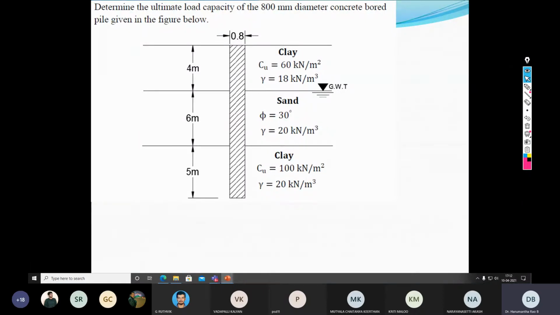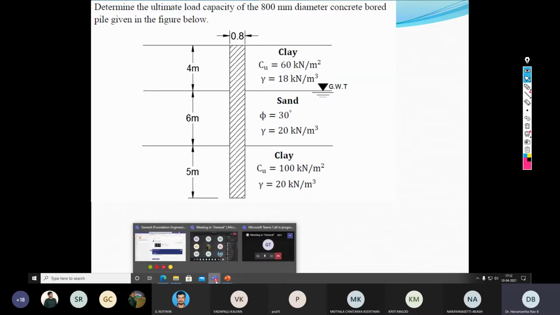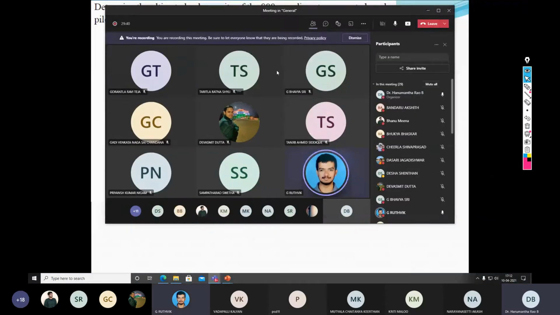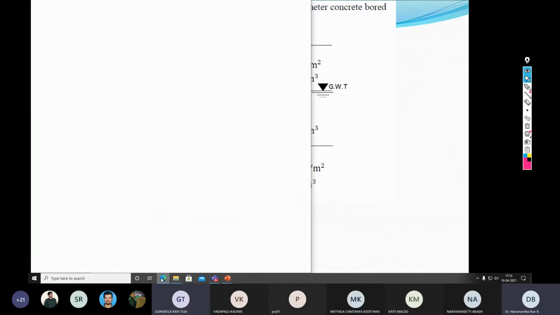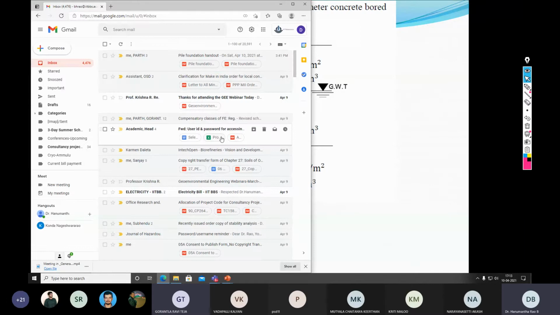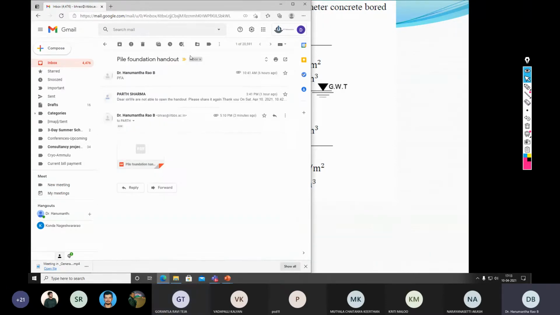Hello, anybody is there? Yes, sir. Could you see the slide now? Yes, sir. Very good. Sir, we are not able to open the handout. It is showing some error. What kind of error you are getting? Like it is deleted or something like that, sir. We are not able to open. Deleted, but it was sent through email only, na? How can that happen?